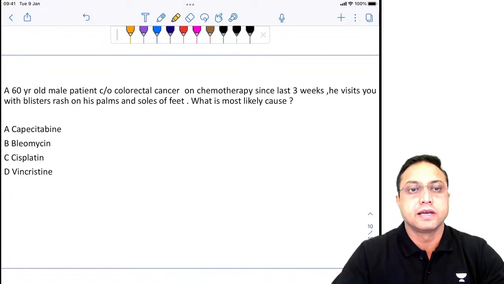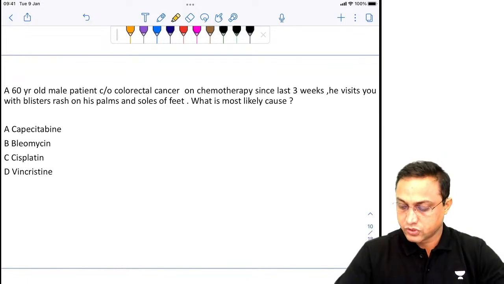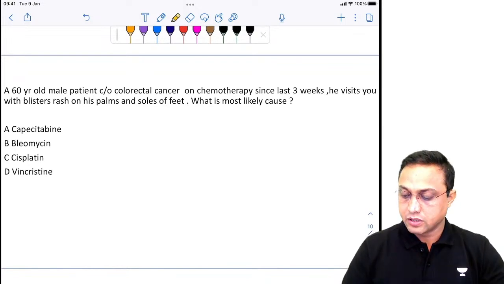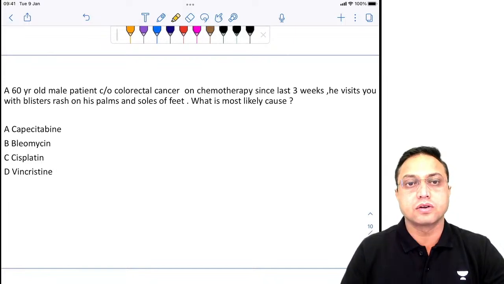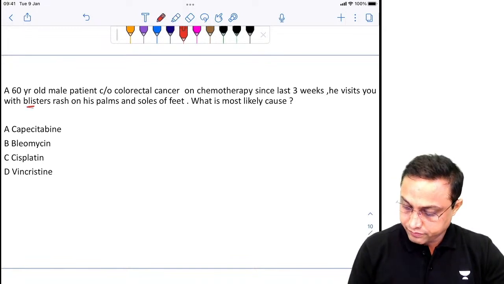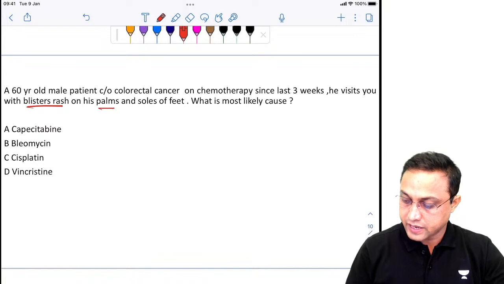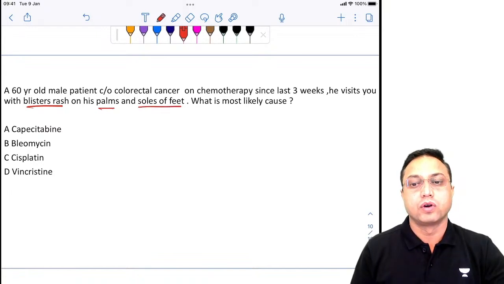What is the most likely cause? Options we have are capecitabine, bleomycin, cisplatin, vincristine. The question is, a 60-year-old male patient with colorectal cancer is on chemotherapy. Since the last 3 weeks, he visits you with blisters and rash on his palms and soles of feet. What is the likely cause?